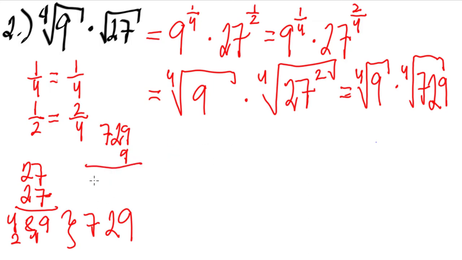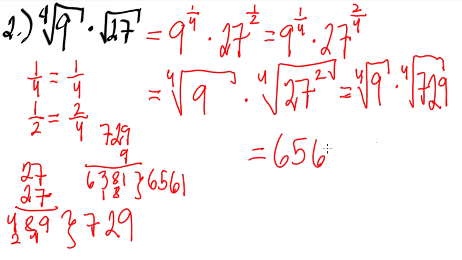7 times 9 is what? 63. 9 times 2 is 18. 9 times 9 is 81. Cannot put that below. So the answer is 6561. Okay, wow, that's a big number. Let's put it here. So we have the fourth root of 6561.